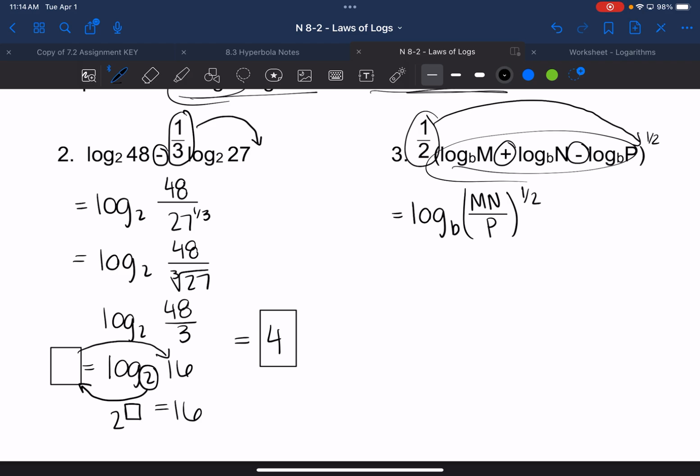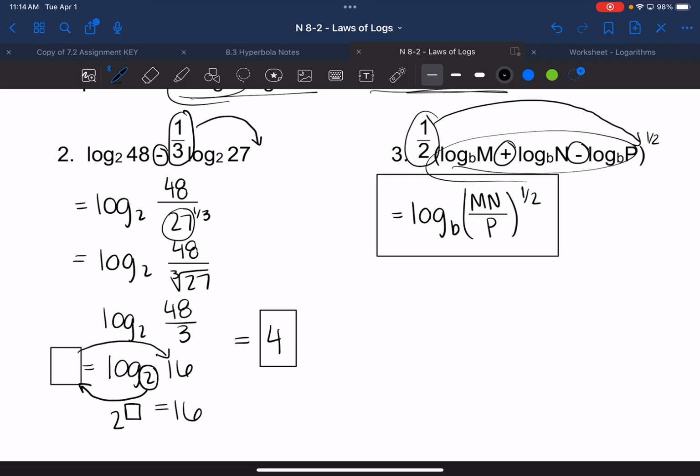Now, we know 1/2 actually means square root, right? But this time, M, N, P, those are not numbers, right? Not like over here when we had the cube root of 27. So I can't actually take the square root of M or N or P. So that wouldn't be helpful for me to rewrite it. So this is it. This is all we got.